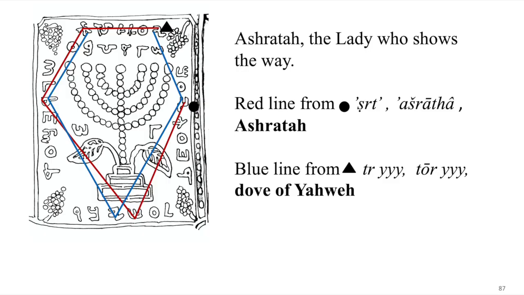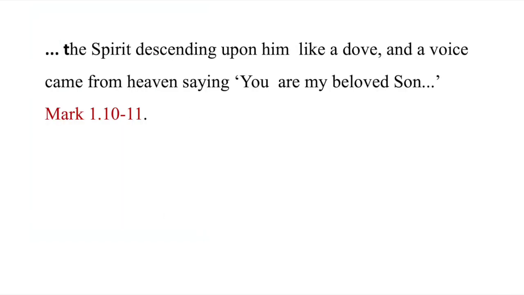Now, here we are, Ashratar, the lady who shows the way, the red line going round. I've shown you this before, that's Ashratar. The blue line going round from the triangle. Wait a minute, I've got this. That triangle's in the wrong place. That triangle should be the other side, and it should be starting top left. That says the dove of Yahweh. And we know, of course, the Spirit descending like a dove, and the voice from heaven saying, that voice should have a capital V, really, shouldn't it? Now we know who she is. You are my beloved Son.